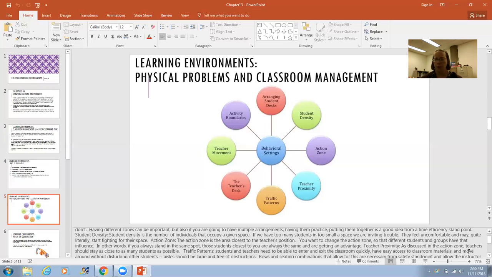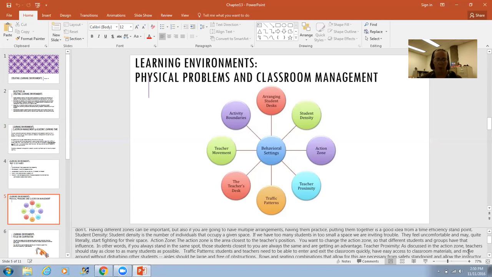And that relates to this idea of teacher proximity. So as we just talked about, teachers should stay as close to students as possible and to as many students as possible. One of the things that happens is teachers' proximity influences students' attention. So again, if you walk up to a student within a couple of feet of them, they're probably going to pay attention. If you always stay at the front of the room, maybe not.